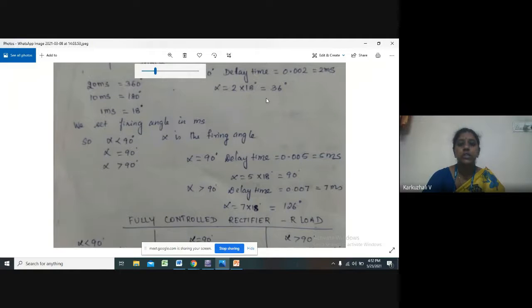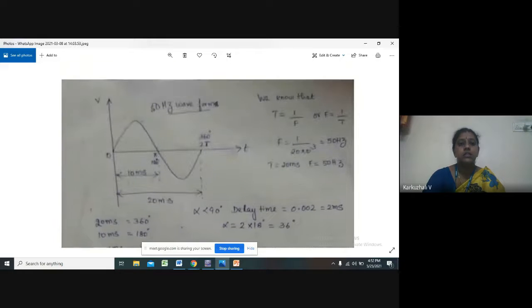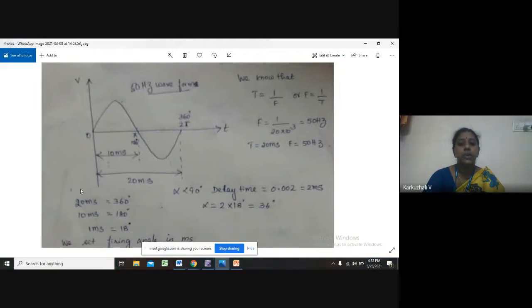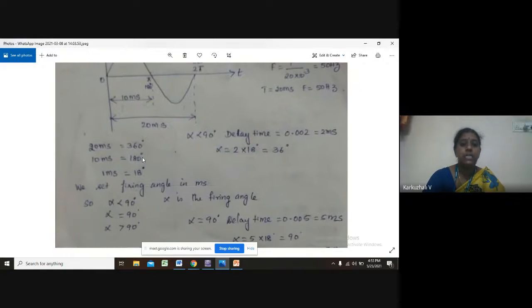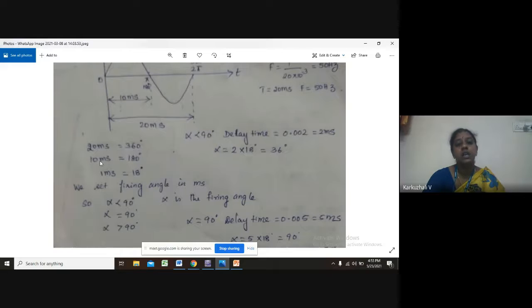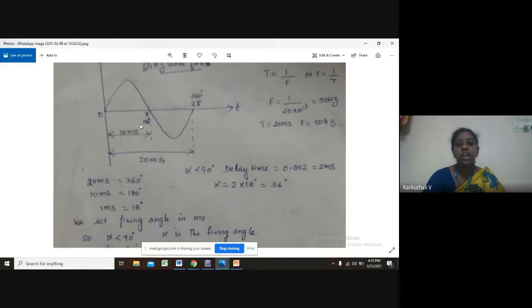Here you can see the delay time for alpha less than 90 degrees, alpha greater than 90 degrees, and alpha equal to 90 degrees. So we can see that 20 milliseconds is equal to 360 degrees. This is the 50 hertz waveform. The entire cycle is 20 milliseconds and half of it is 10 milliseconds. 20 milliseconds is equal to 360 degrees and 10 milliseconds is 180 degrees. So from that we get that 1 millisecond is 18 degrees. This is the concept behind the 50 hertz waveform.